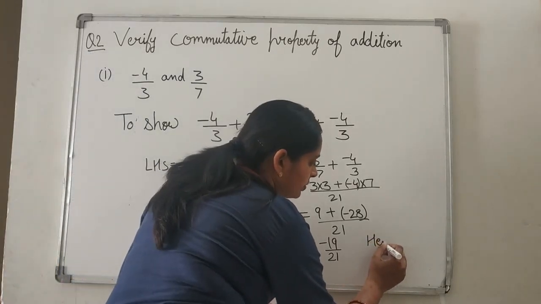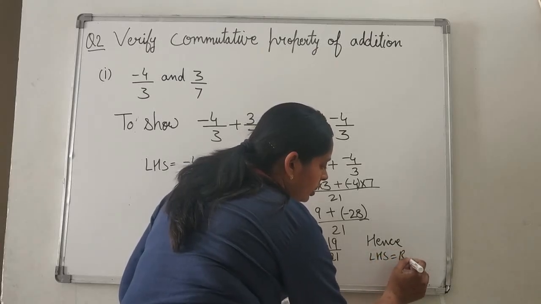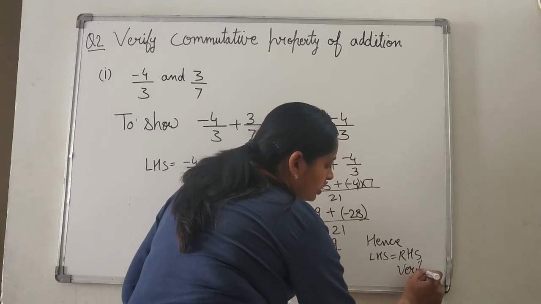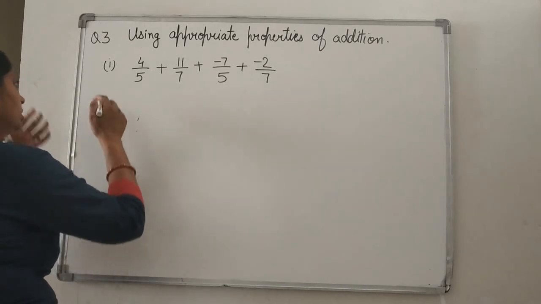Hence, we got LHS is equal to RHS. So it is verified. In this way we have to do verification every time. Okay. Now see the third question.